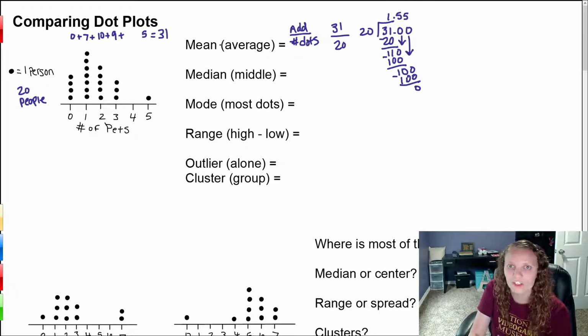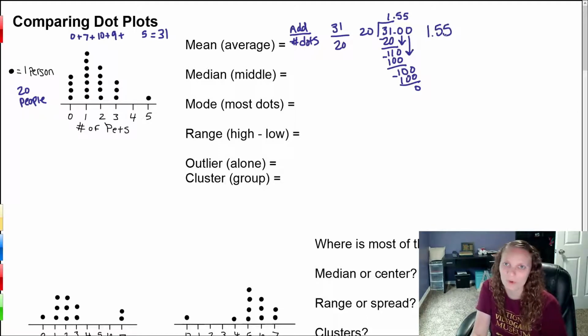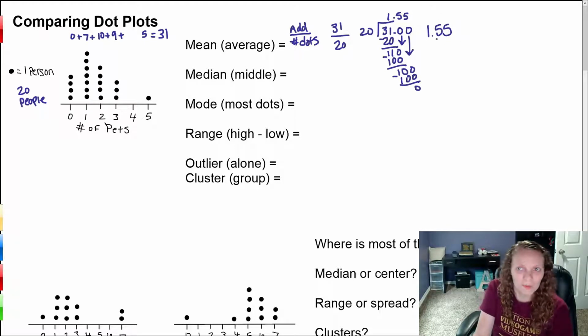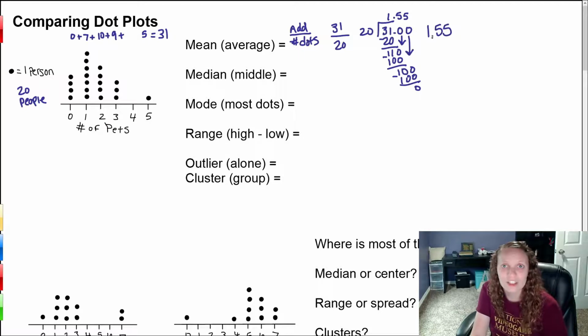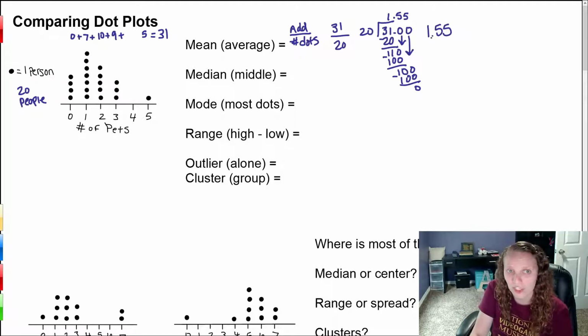We are finished. So on average, now this says 1.55. It doesn't really make sense for somebody to have a decimal or a fraction of a pet. So on average, I would say, people have 1 to 2 pets per household.